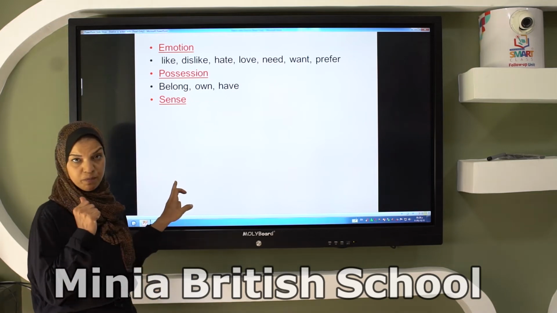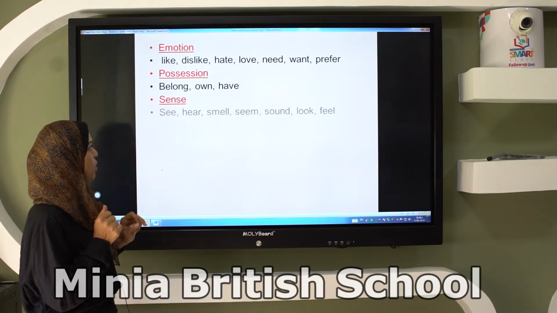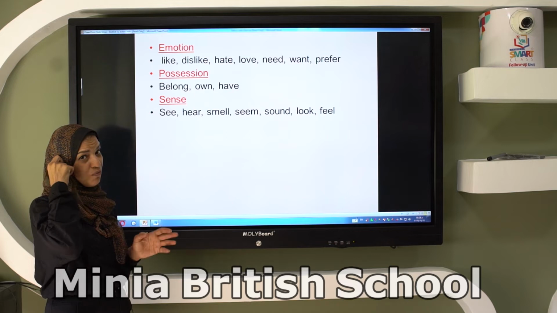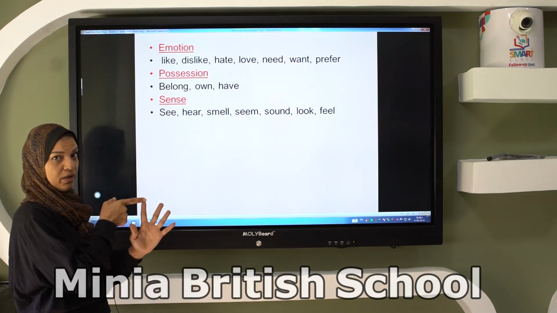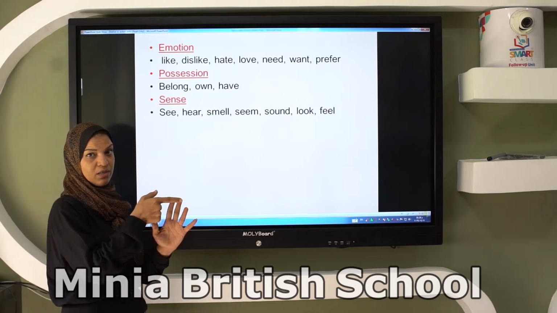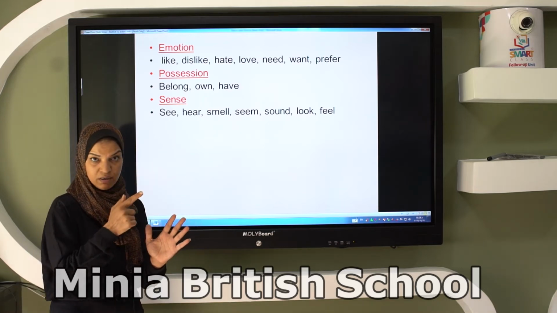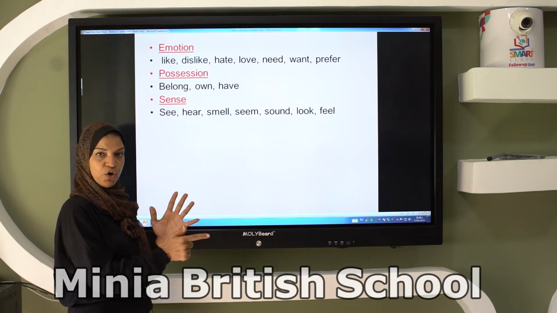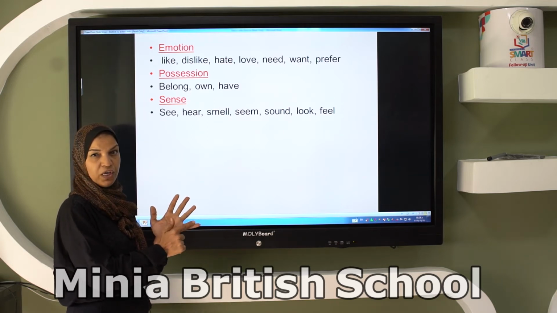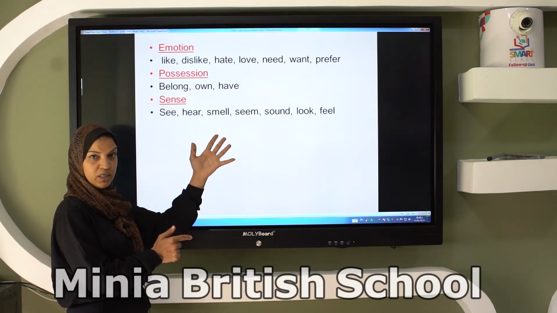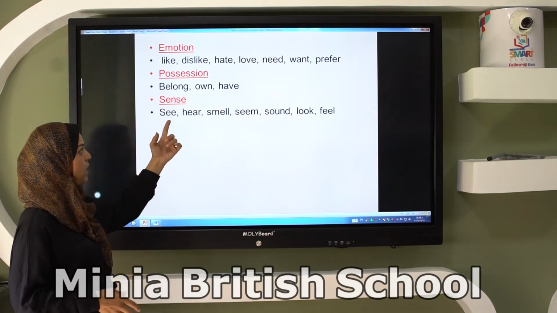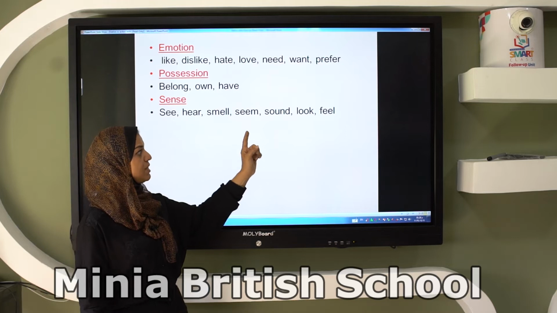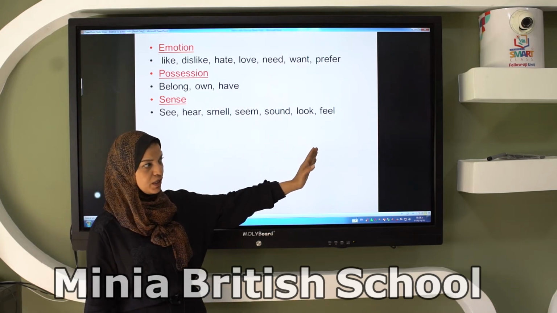Now the senses. Your five senses are seeing, hearing, tasting, smelling, and touching. So what's the verb of touch? It's feel. So the verb that we focus on concerning the touching sense is feel. So we've got see, hear, smell, seem, sound, look, and feel.